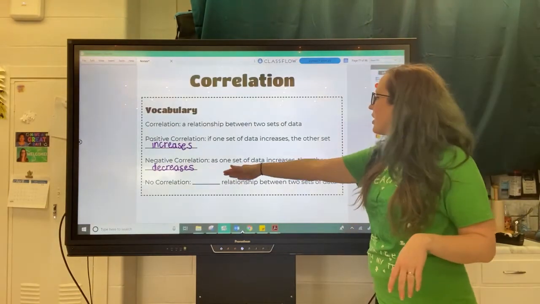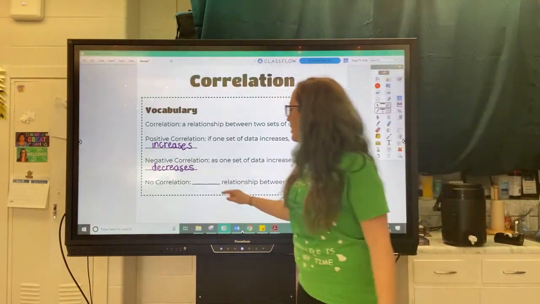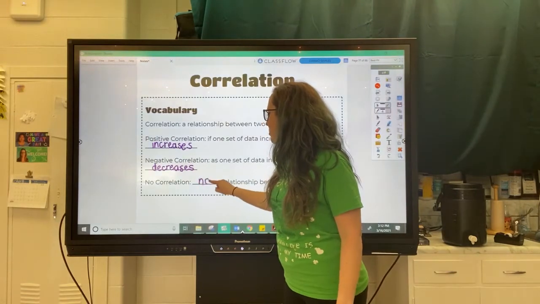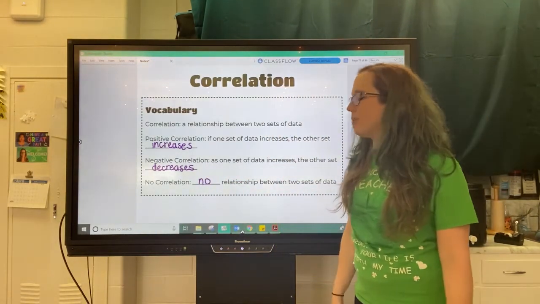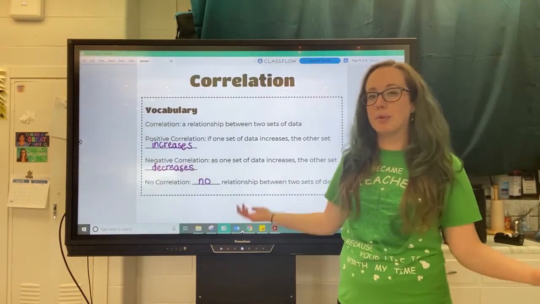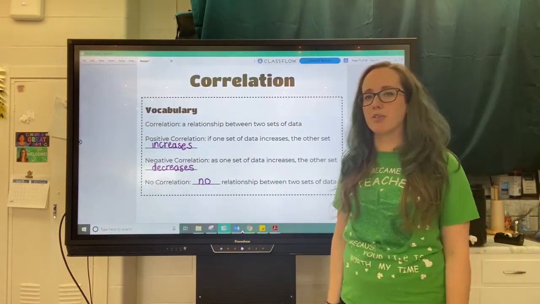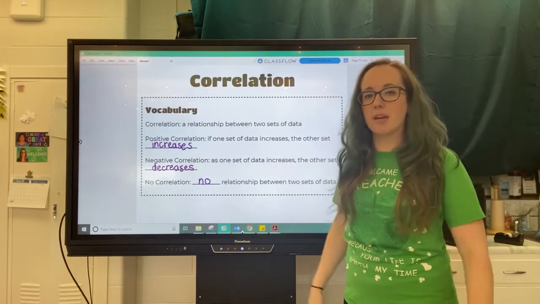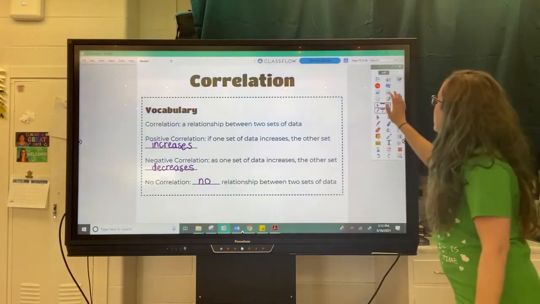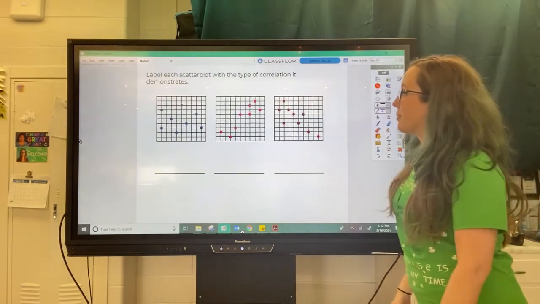And then there is such a thing as no correlation. And that is just when there is no relationship between the 2 sets of data. For example, what size shoe you wear and how many pets you own. Those 2 things aren't related, okay? Doesn't matter how big your feet are, doesn't affect how many pets you have. So let's look at some examples.